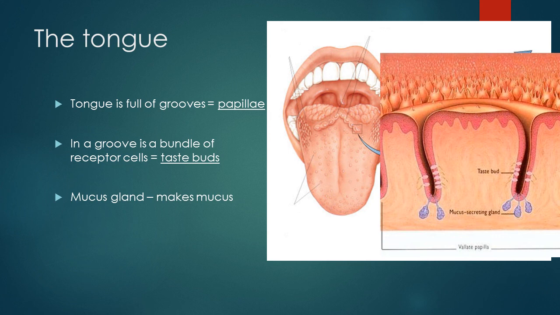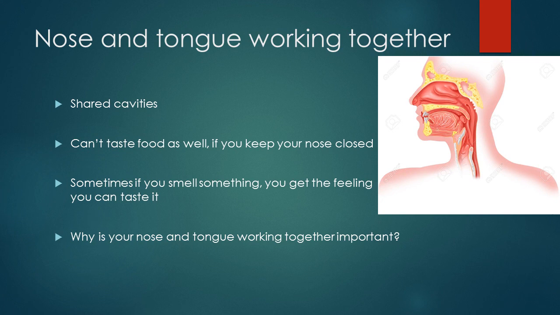So once again, the tongue is full of grooves. These grooves are called papilla, and in the grooves you actually find these little balls of receptor cells called taste buds. The taste buds come in contact with the food and say, this is salty, or this is sweet, or this is whatever it happens you are eating. So that's pretty much the tongue.